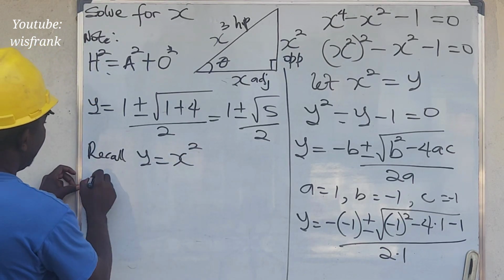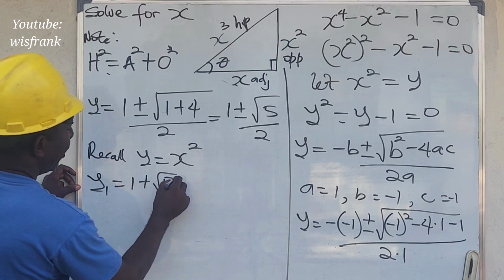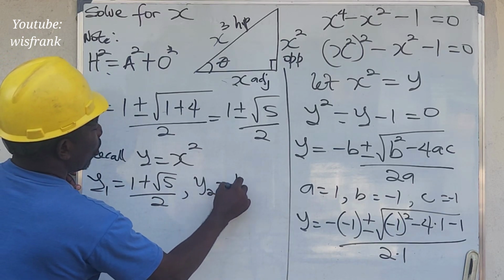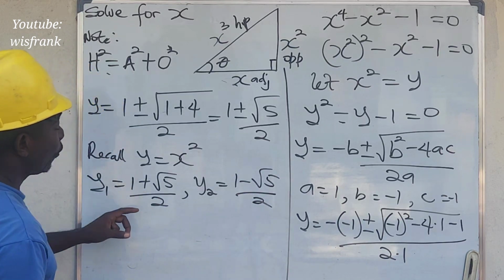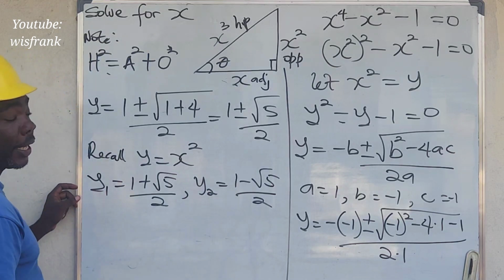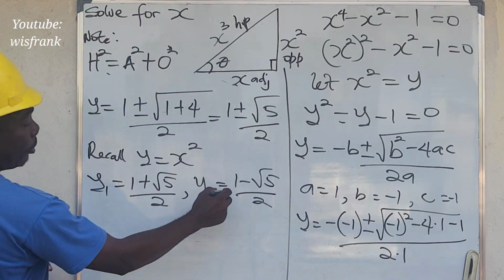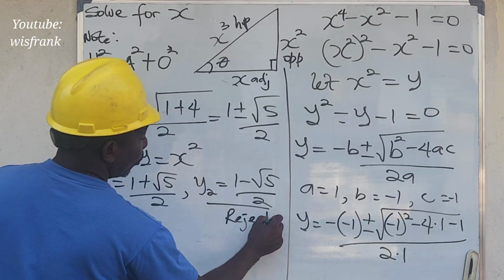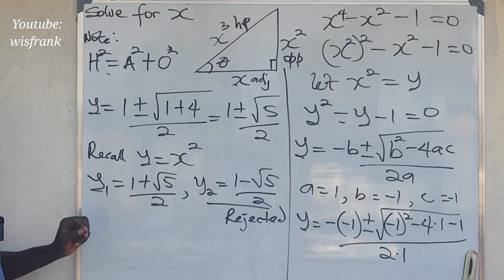So here, the first value, y1, equals 1 plus root 5 all over 2, and y2 equals 1 minus root 5 all over 2. So in this case, the second value of y here is negative. So the length of this side of the triangle cannot be negative. So this one is rejected. So we are going to concentrate on 1 plus root 5 all over 2.